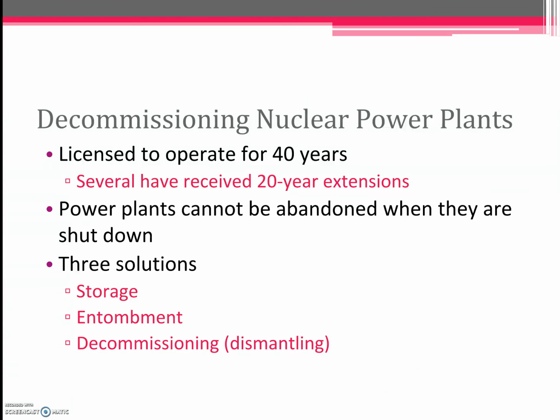If we decommission nuclear power plants, they're licensed to operate for 40 years. Several have received 20-year extensions. They can't be abandoned when they're shut down. What can we do with them? We can use them for storage. We can use them for entombment, and we can decommission or dismantle them.